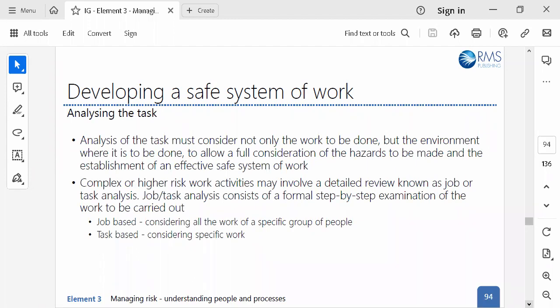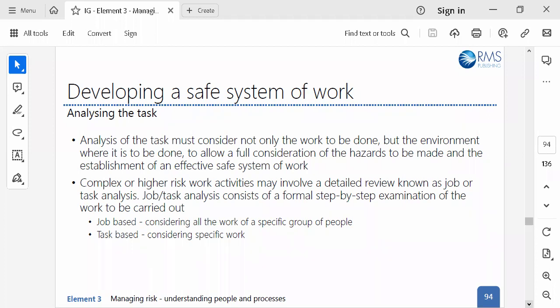Analysis of the task must consider not only the work to be done, but the environment where it is to be done, to allow a full consideration of hazards to be made and the establishment of an effective safe system of work. Complex or high-risk work activities may involve a detailed review known as job or task analysis. Job or task analysis consists of a formal step-by-step examination of the work to be carried out.